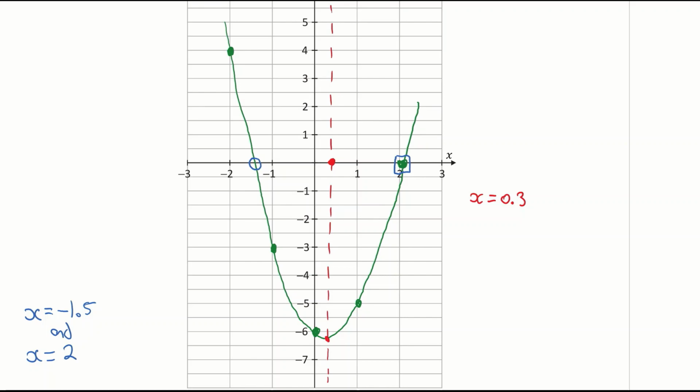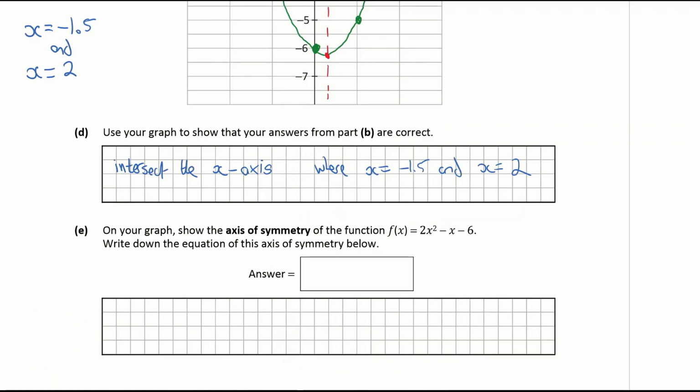So if I was just to pick a random point, pick it here where I've drawn that blue dot. The coordinates of that blue dot are 0.3 up to 4. So that's why we're calling it x is equal to 0.3. And that's the equation basically of my axis of symmetry. So filling that into my final answer, on your graph, I've done that, and then it says down here, write in the equation, x is equal to positive 0.3.